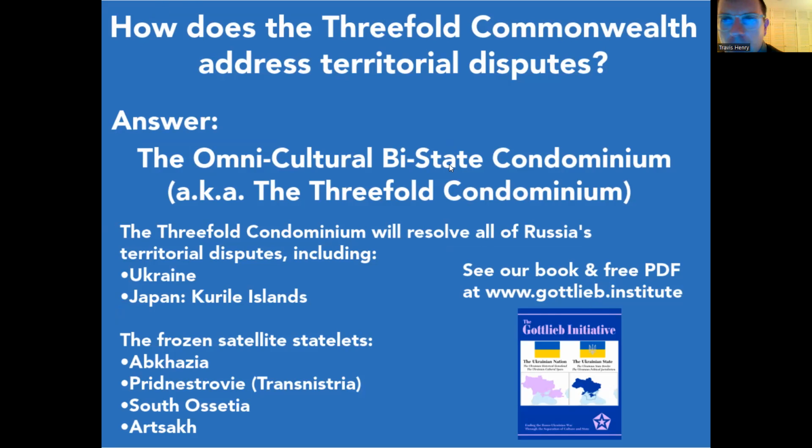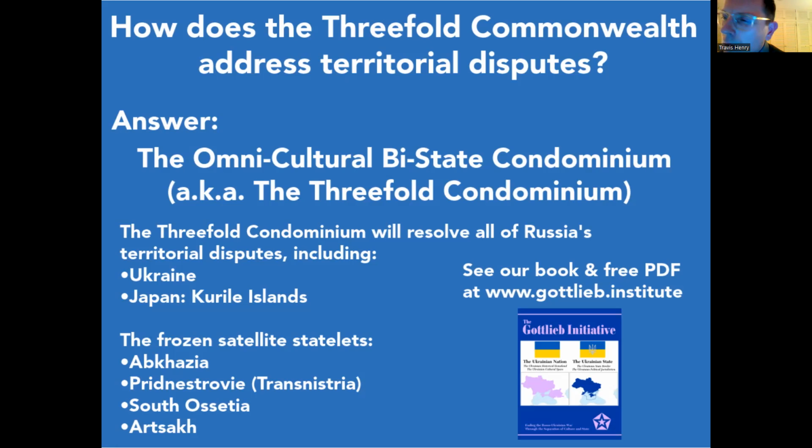So how does the threefold commonwealth address territorial disputes? And I believe we mentioned in an earlier video, it's the omnicultural bi-state condominium. So every national culture in the world is free to operate there, and both states, both disputants, are recognized as overlapping there. And whichever state presently occupies or actually administers the area becomes a primary political administrator, and the other one becomes the nominal administrator.